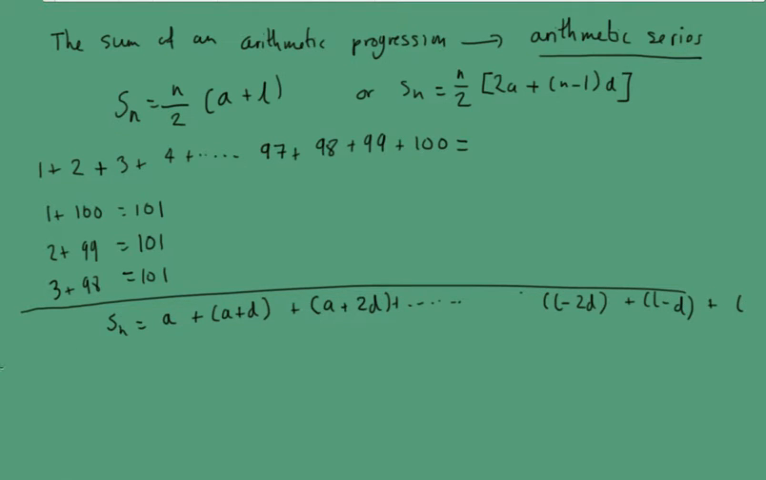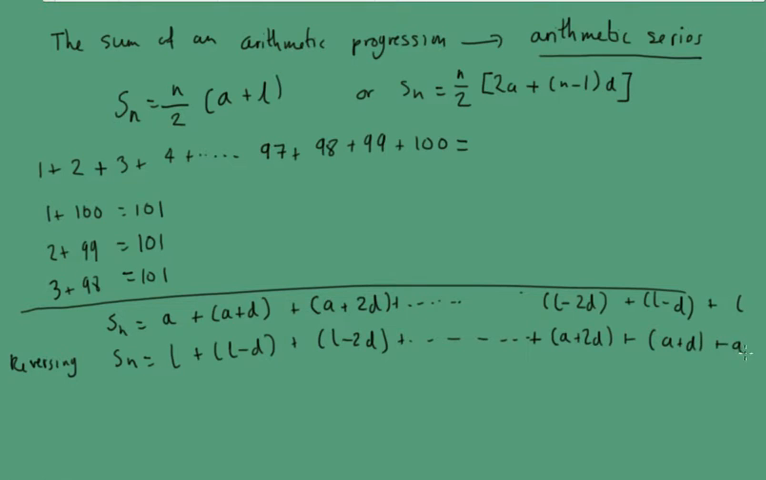Now let's reverse that. So it's exactly the same, but it's just in the opposite order. So we'll start with the last term, then our second last term, then our third last term, then we've got our third term, our second term, and our first term. And we're going to add these.